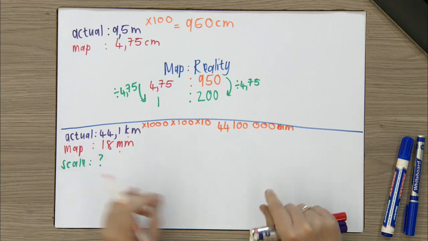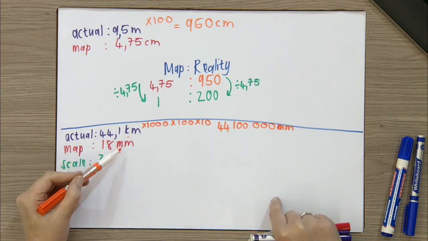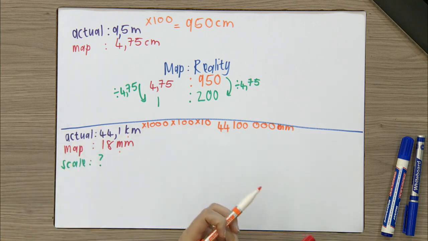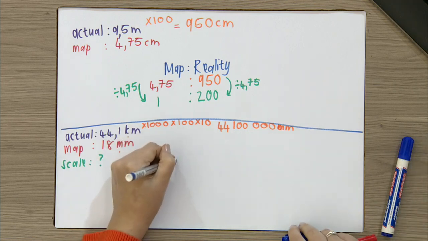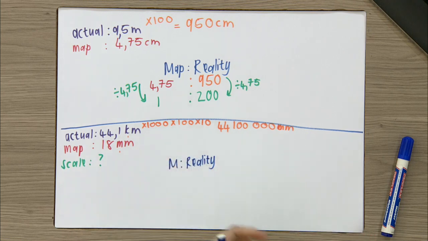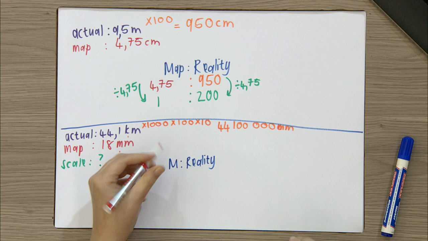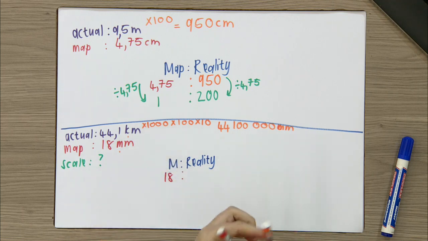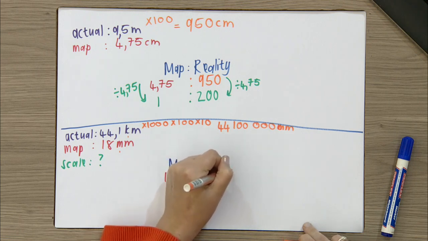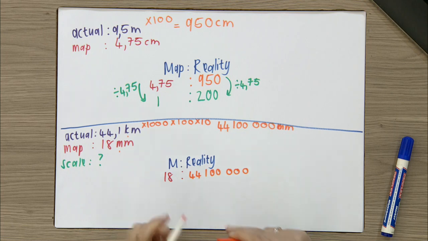So another thing that you could have done is you could have converted this to meters, or you could have converted both to centimeters, as long as you are working in the same units. So now we know the scale is asked. We know we need to go from the map to reality. And if we now look, our map distance is 18. Our actual distance in reality is 44,100,000. I know I'm working in the same units, so I have done that part.